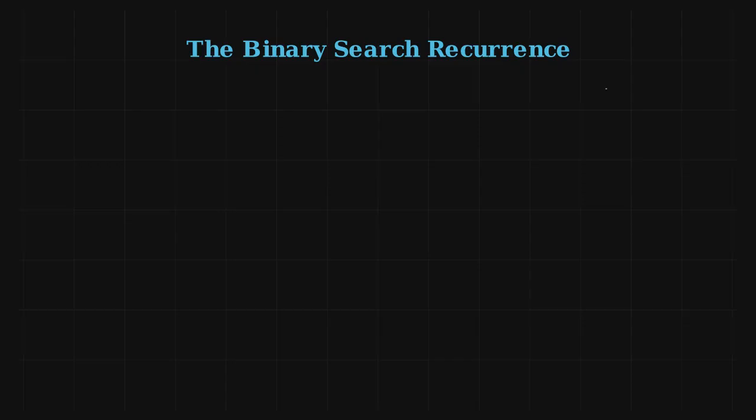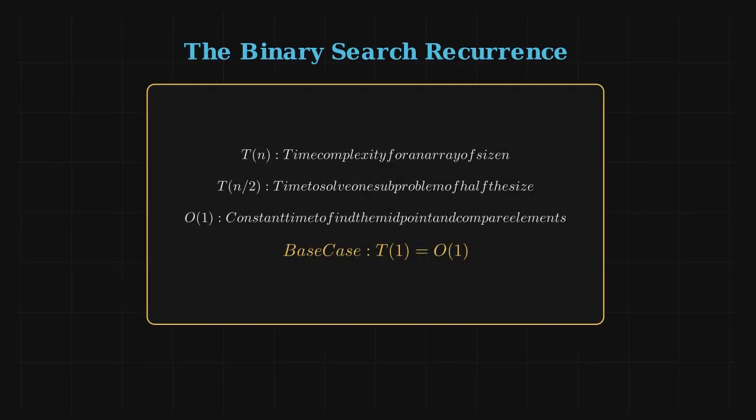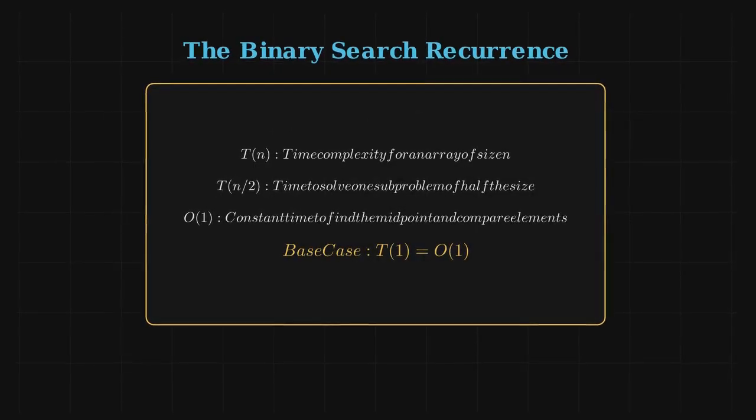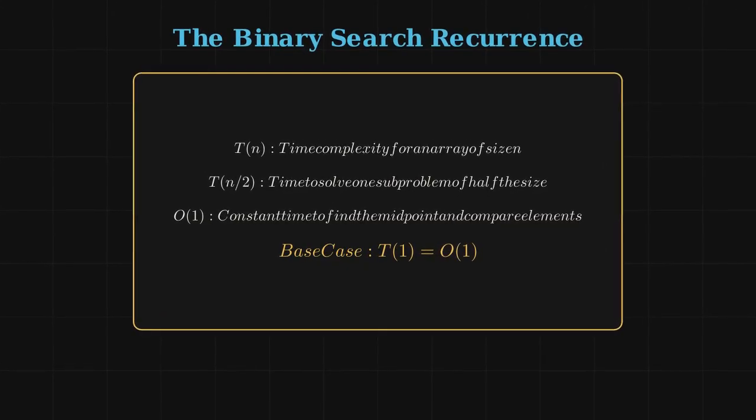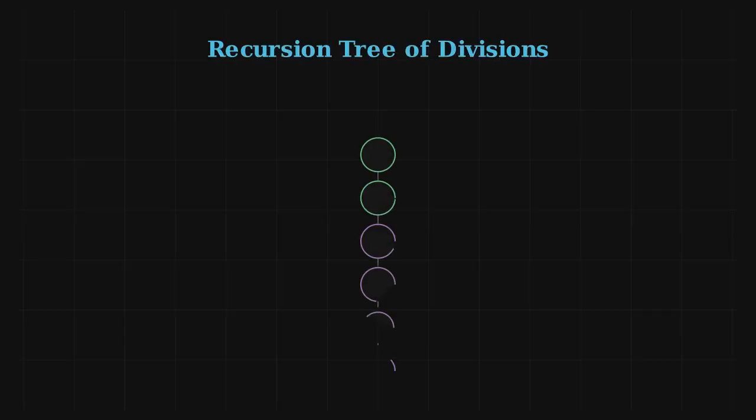At each step, binary search performs a constant time comparison, discards half the search space, and recurses on the remaining half. This gives us our fundamental recurrence relation. Let's visualize this with a recursion tree.